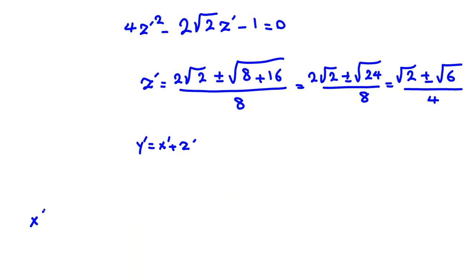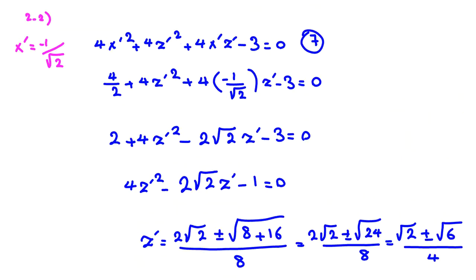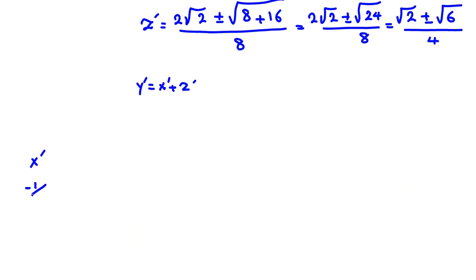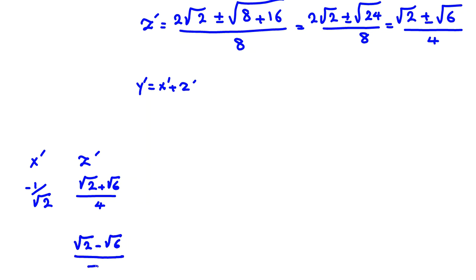Again, we consider cases x prime. We know x prime is negative 1 over root 2. Y prime, z prime. So let me write first z prime. Z prime can be root 2 plus root 6 over 4, or it can be root 2 minus root 6 over 4. And x prime is negative 1 over root 2. Y prime is sum of them.